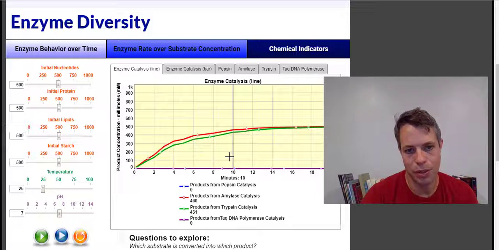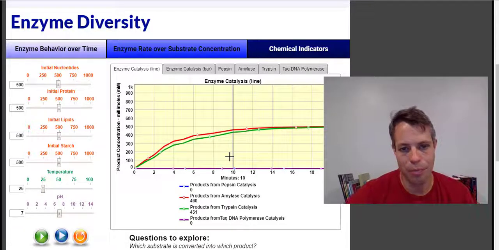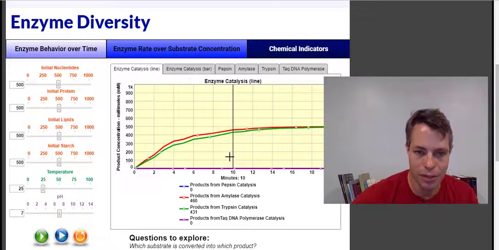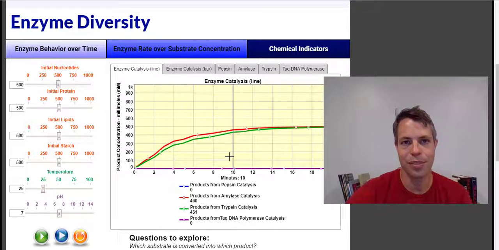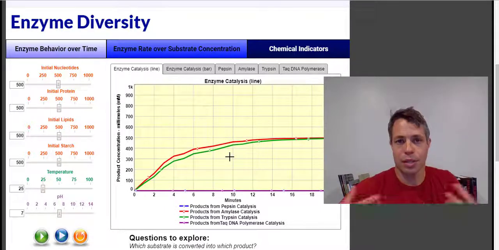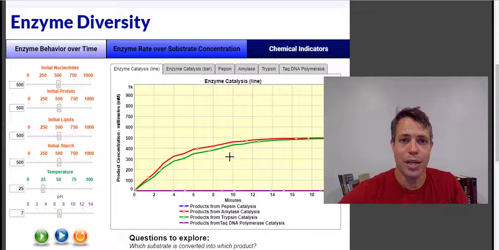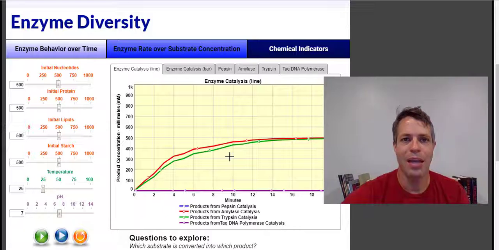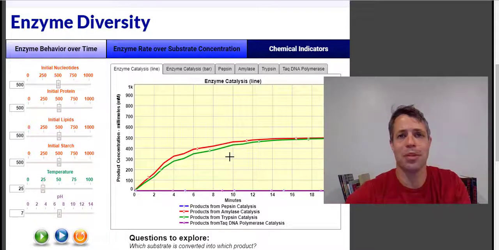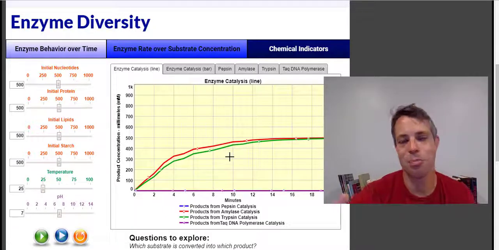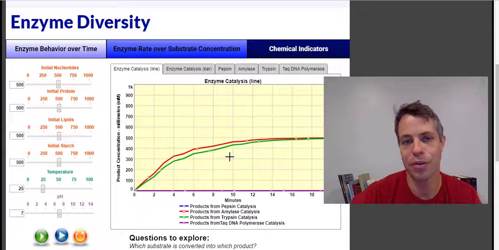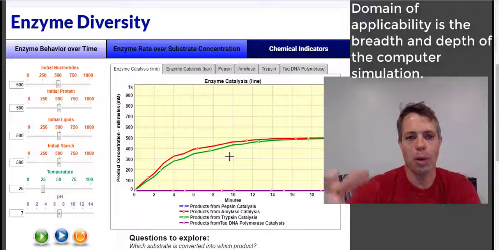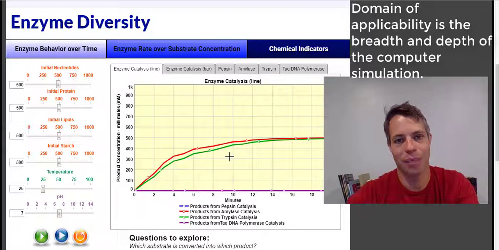Well, what are those outputs? They're products of pepsin catalysis, products of amylase catalysis. This gives a good dialogue to understand what is pepsin catalysis, what is the product of pepsin catalysis, and then it allows students to start focusing on what this simulation is about. What is the domain of applicability for this simulation? What applies, what does not apply?